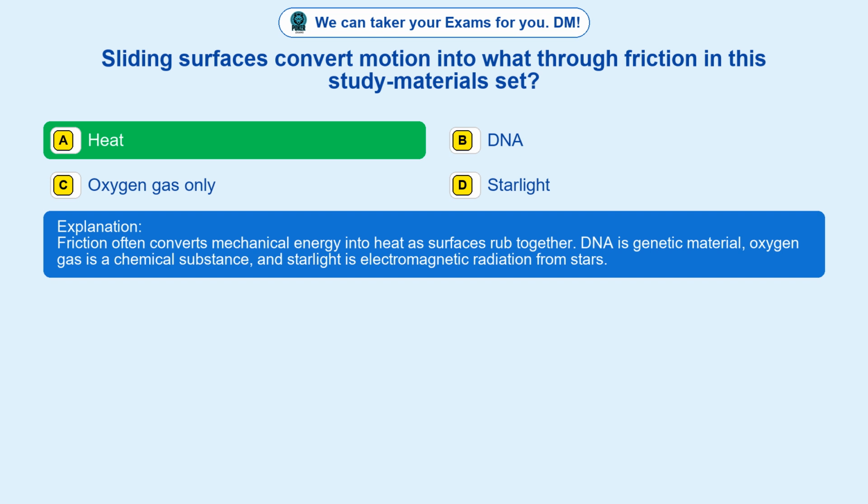DNA is genetic material, oxygen gas is a chemical substance, and starlight is electromagnetic radiation from stars.